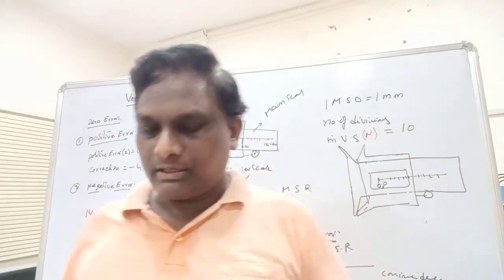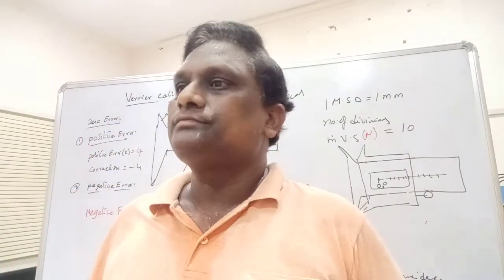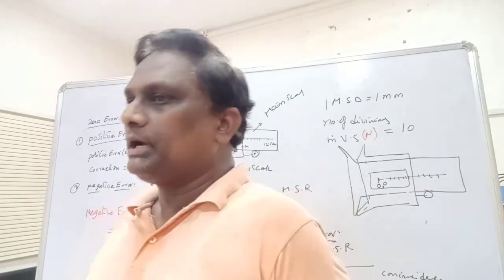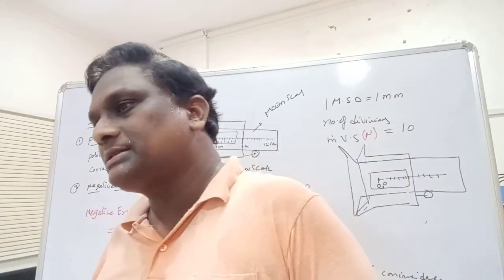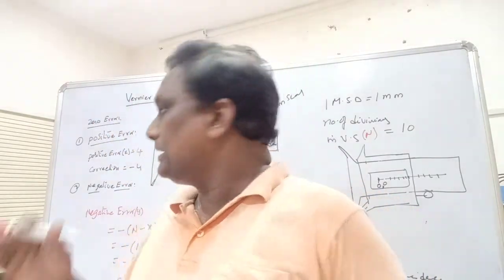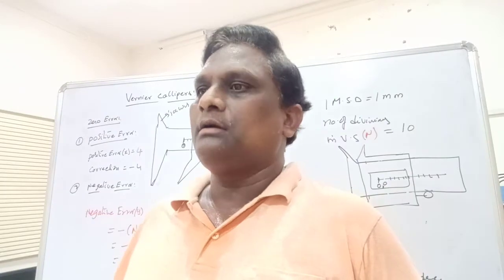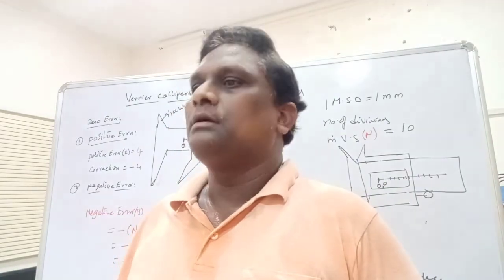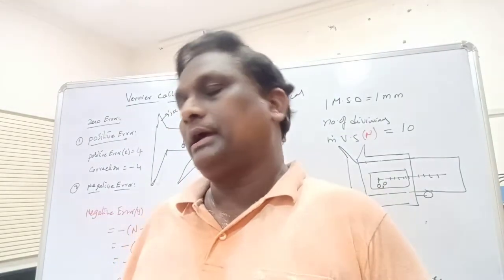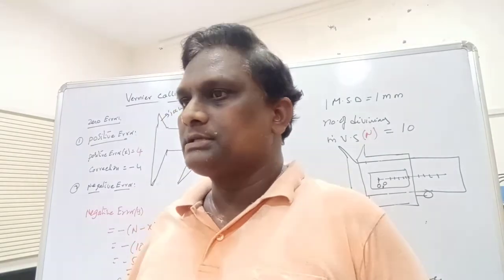What is the positive error? When the Vernier 0 is on the right side of the main scale 0. So the correction is negative. And what is negative error? When the Vernier scale 0 is on the left side, it is a negative error. The correction is positive. Any doubt regarding this? Right.